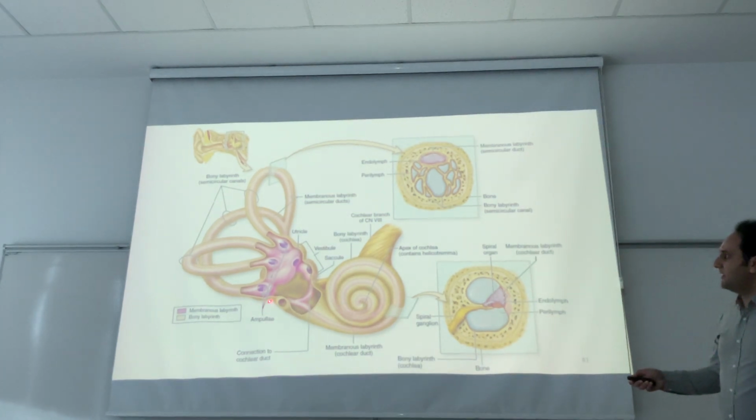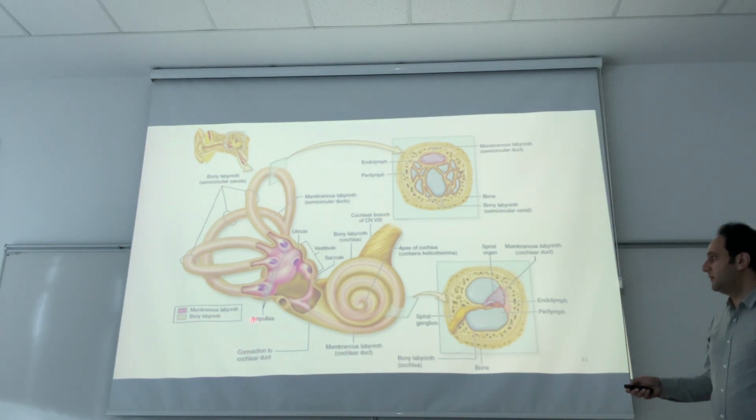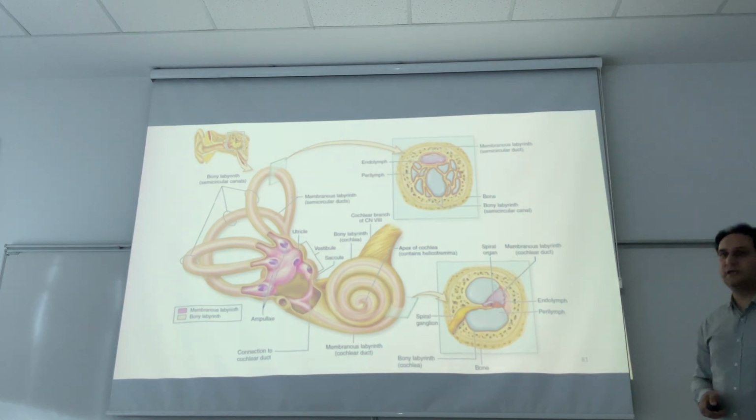In the membranous labyrinth, on the semicircular side, we have the ampullas, these swollen areas present in the membranous structure, known as the ampullas. And also you can see the semicircular ducts.